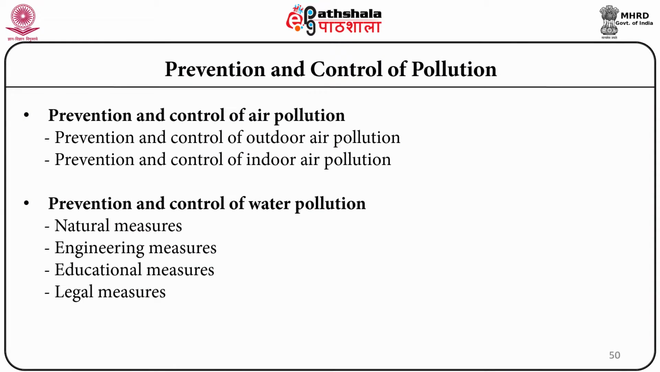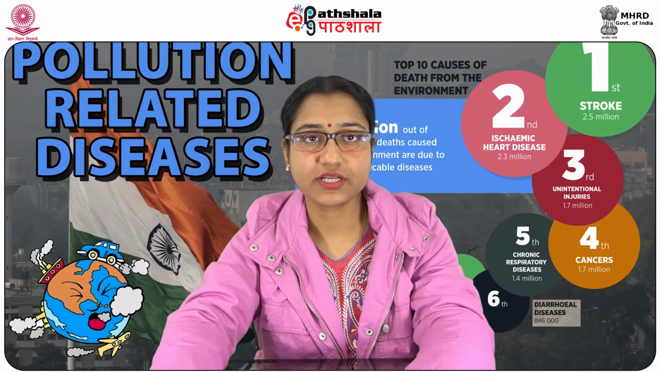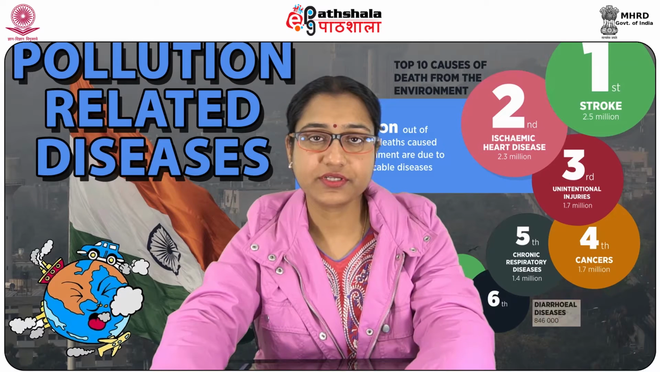Lastly, prevention and control of pollution. It is possible by prevention and control of air pollution, prevention and control of water pollution, and prevention and control of soil pollution. Prevention and control of air pollution can be categorized into prevention and control of outdoor air pollution and prevention and control of indoor air pollution.